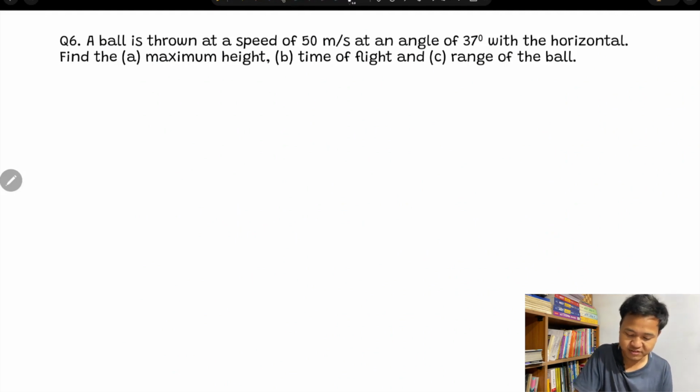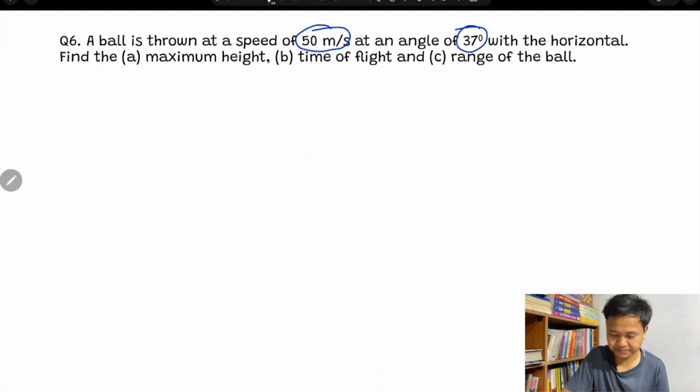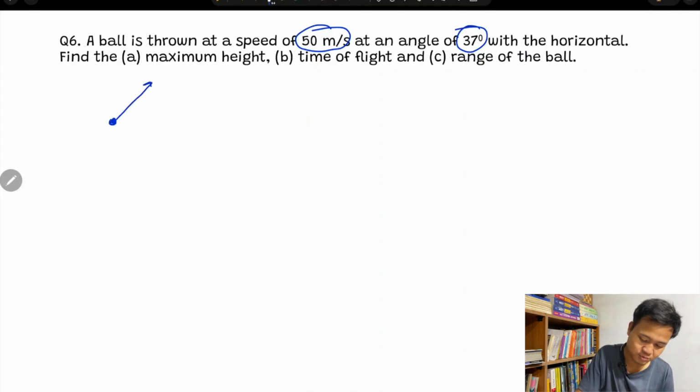A ball is thrown at a speed of 50 meters per second, at an angle of 37 degrees. What is the maximum height, time of flight and range? Okay, you have a ball projected at how much? 50 meters per second, right? So what is the angle?